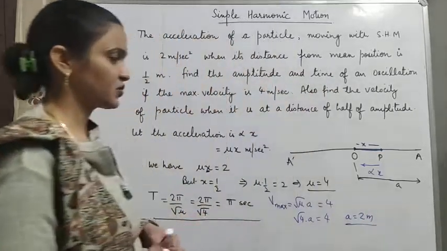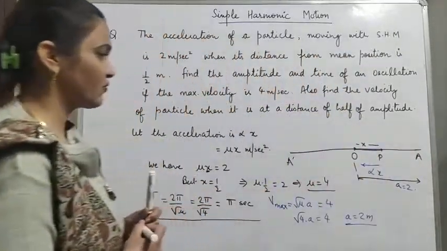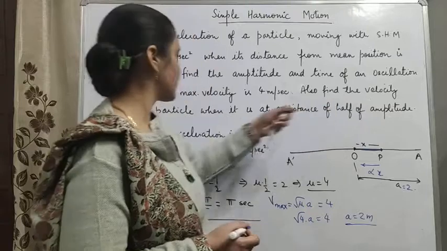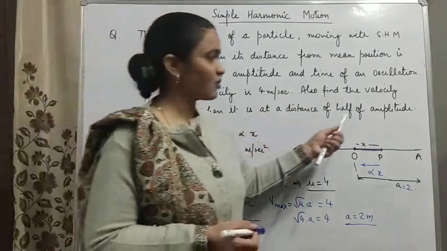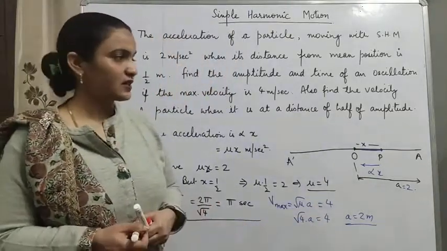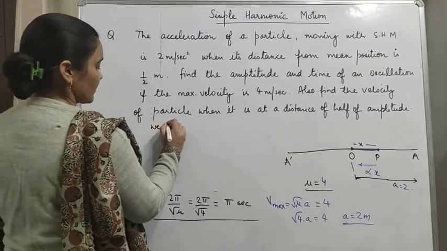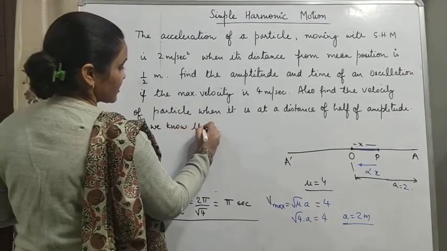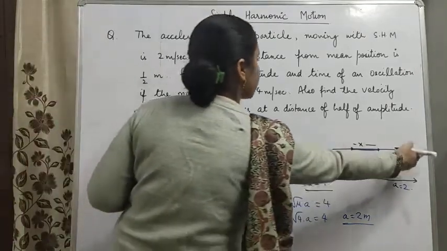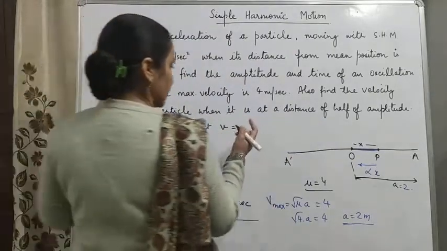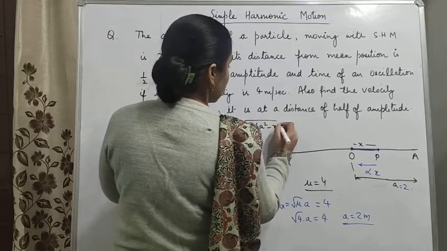So this is amplitude. So what value of a did you get? 2 meters. Next, what do we want to find? We want to find the velocity of the particle when it is at a distance of half of the amplitude. So let us find the velocity. Students, we know that velocity at any position x and time t is given by, if the particle is moving in this direction from O to A, then it is given by positive under the root mu times a square minus x square.